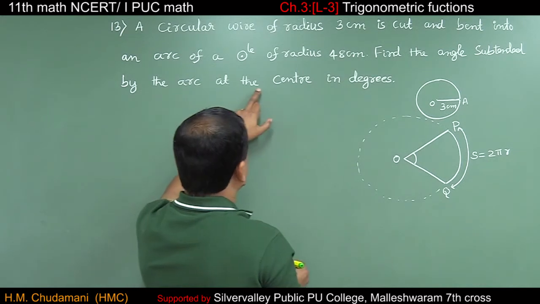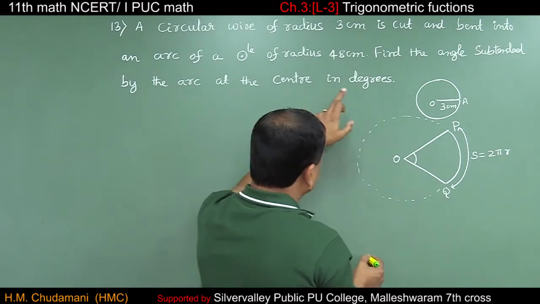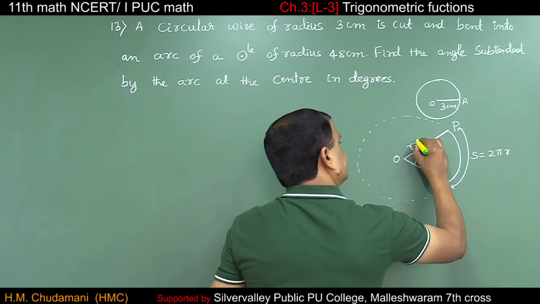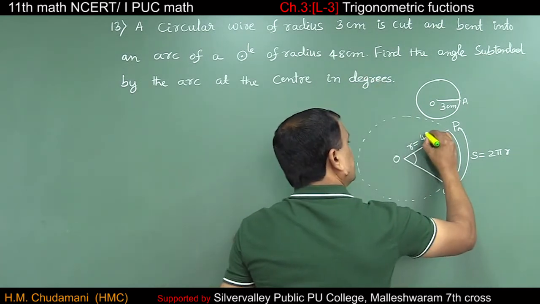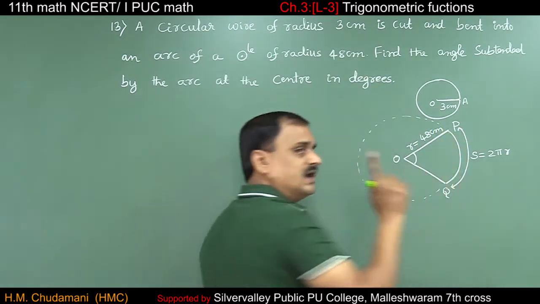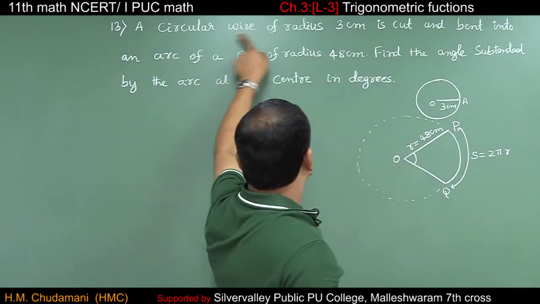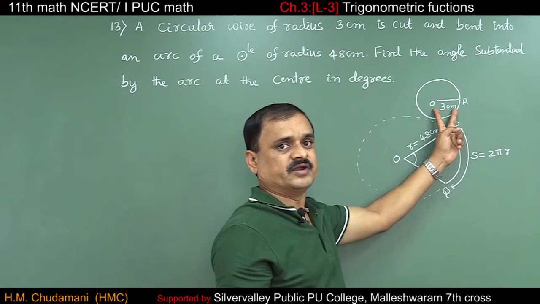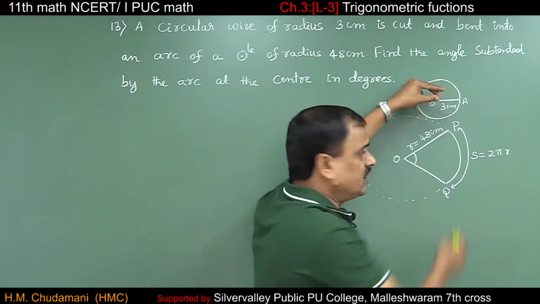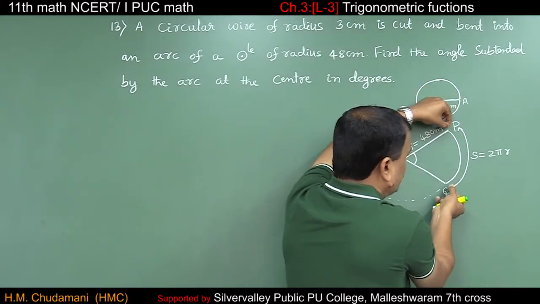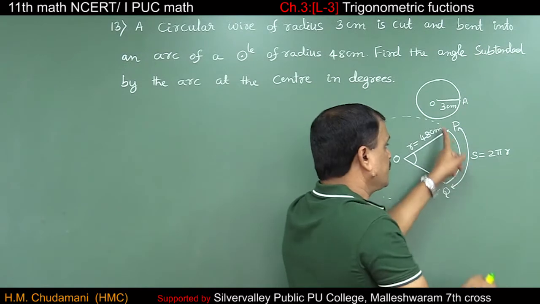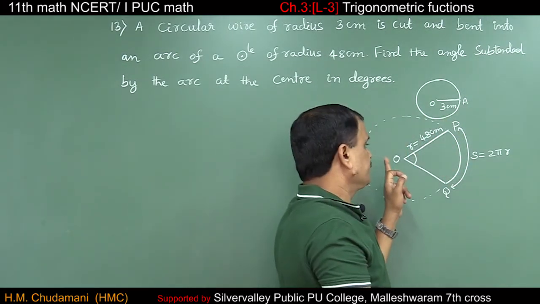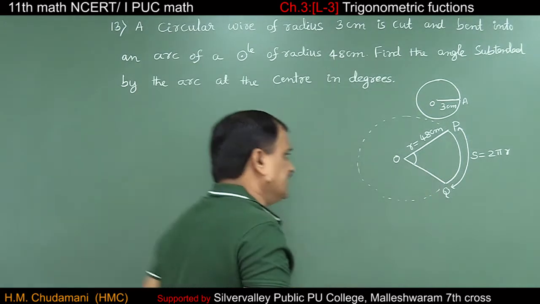Find the angle subtended by the arc at the center in degrees. So now the radius of this circle is 48 centimeter. I repeat, this is a circular wire of radius 3 centimeter, which is cut and bent into an arc of a circle of radius 48 centimeter. You need to find the central angle.